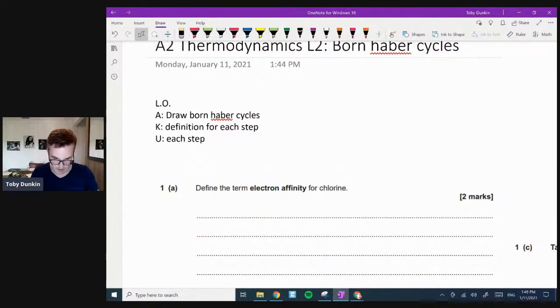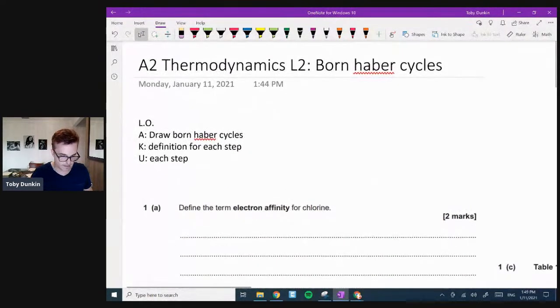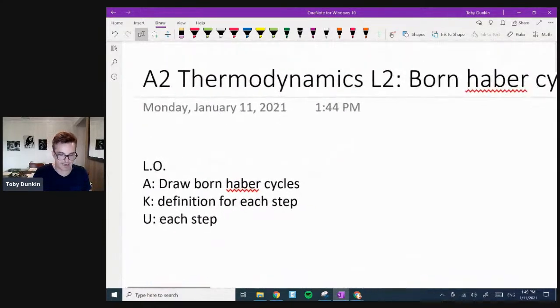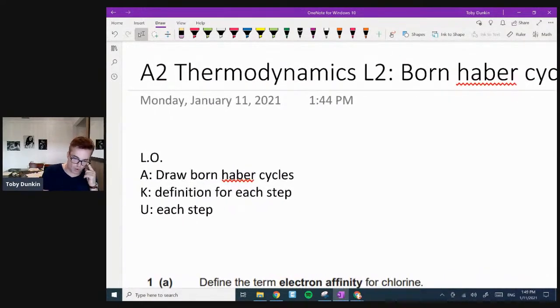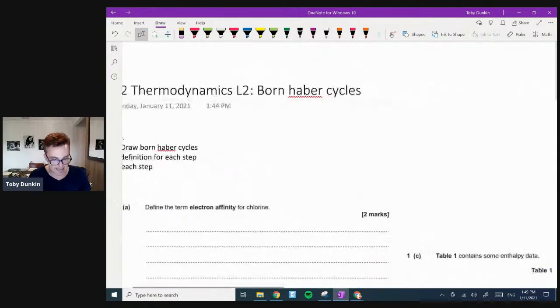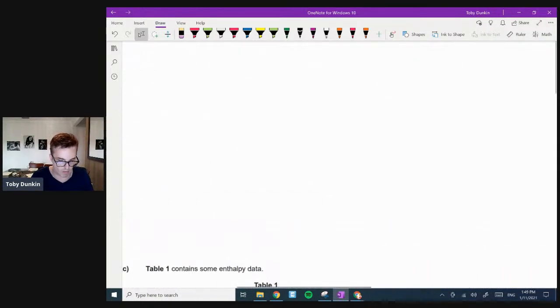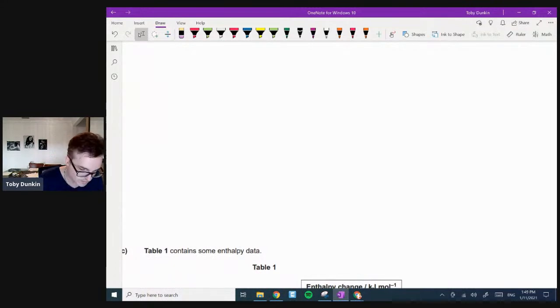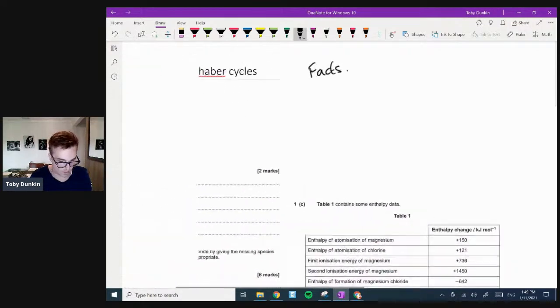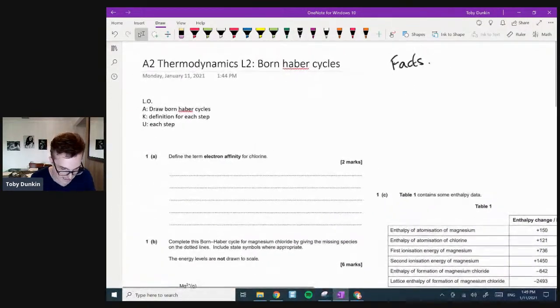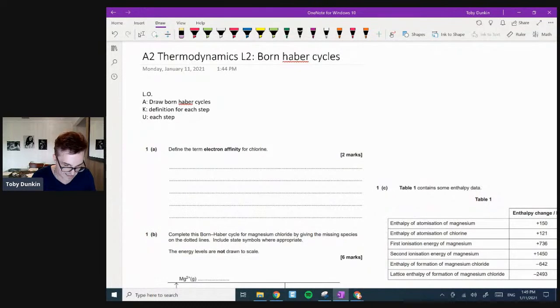So, second go at Thermodynamics lesson 2, Born-Haber cycles. My learning objectives for today's lesson are to be able to draw Born-Haber cycles, define each step and understand each step within it. Last lesson, I'm just going to do a really fast review of the key facts that we took away. If you want me to leave the learning objectives up, I can. I'll put the facts next to them.